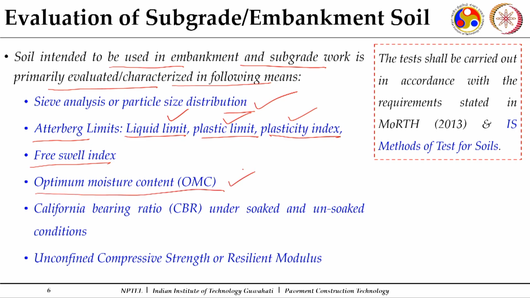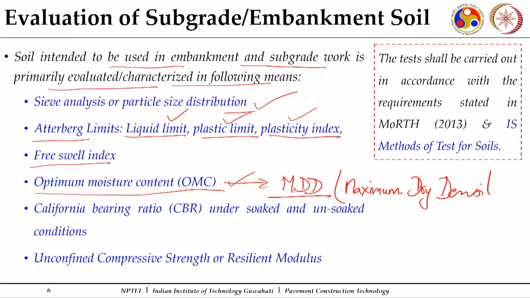Then we work out the characteristics in terms of its compaction and density. Two parameters are determined there: optimum moisture content, which corresponds to your maximum dry density. So, optimum moisture content and maximum dry density are worked out. Now, in addition to this, for strength purposes, we normally go for California bearing ratio.